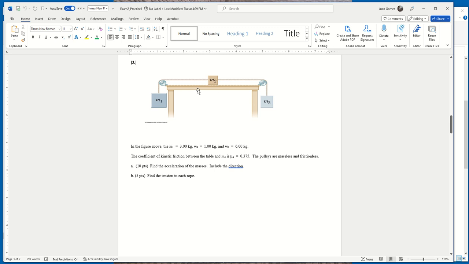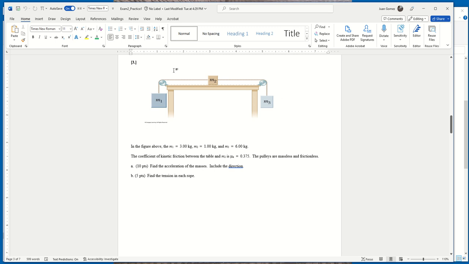Now, there's friction. You can tell in this rough diagram that there's friction between M2 and the table. And that coefficient of kinetic friction is 0.375. Pulleys are massless and frictionless. We know that, again, about the tensions. So I want to know the acceleration of the masses.